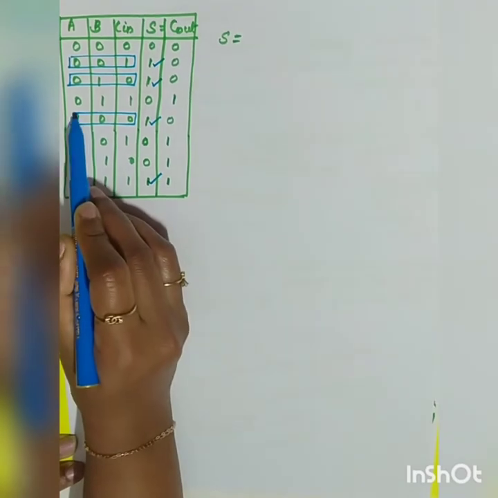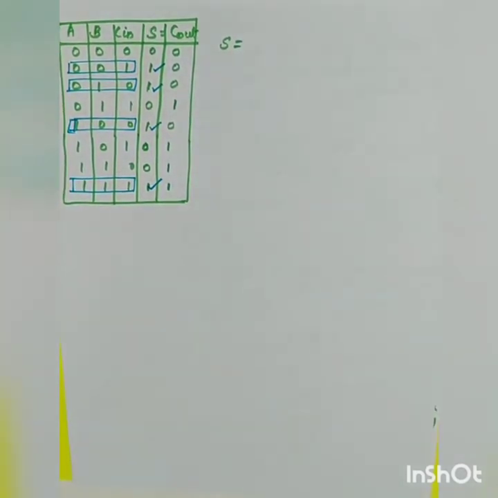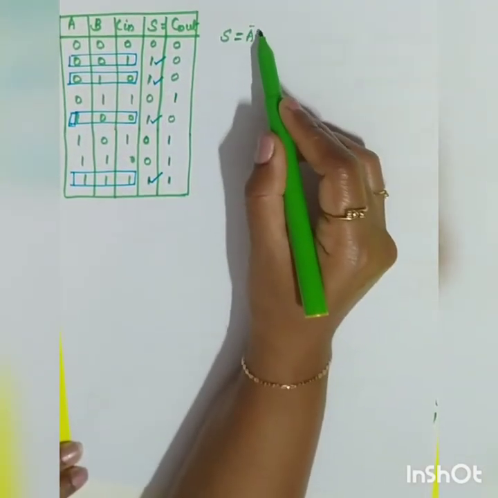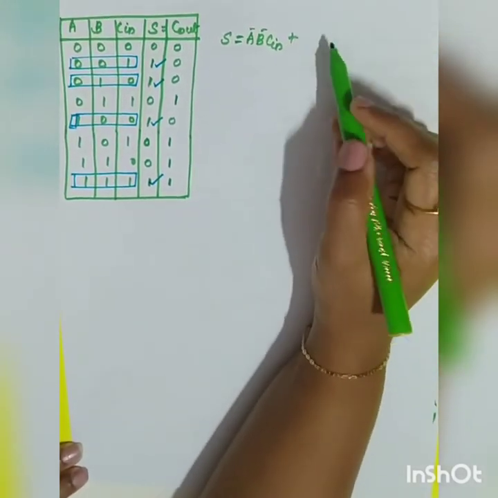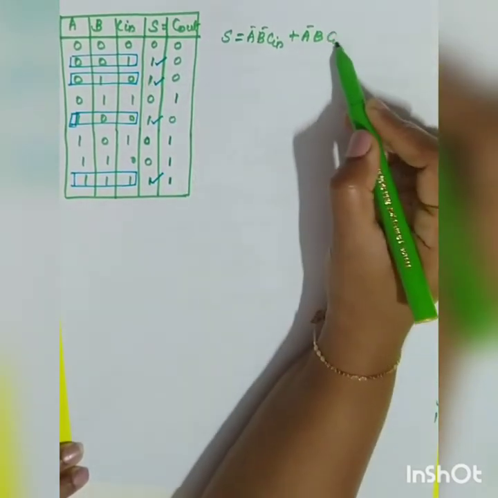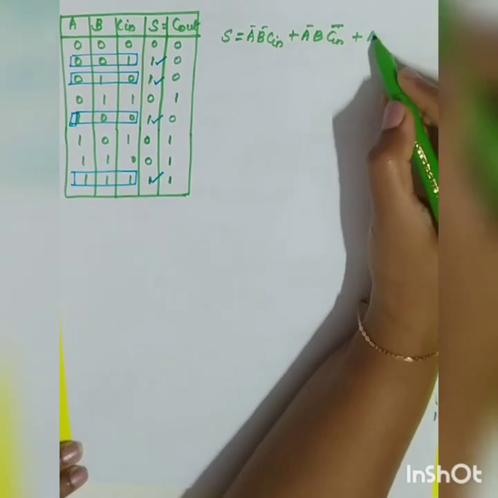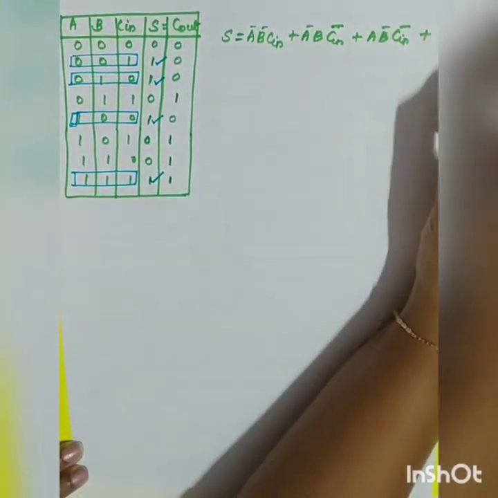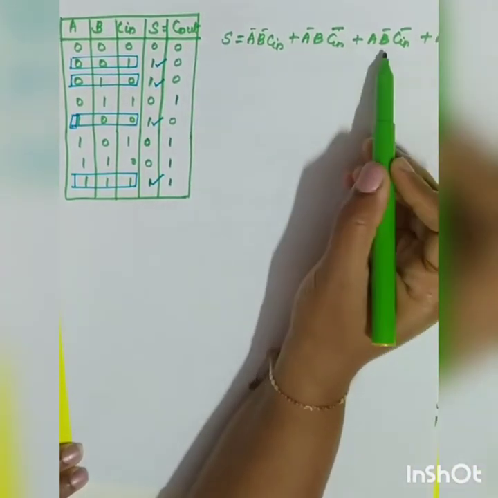Here 1, 0, 0. And here the last one, 1, 1, 1. So the sum is equal to, if I write the expression, A bar B bar C in plus A bar B C in bar, right? Plus A B bar C in bar plus A B C. 1, 2, 3, 4.